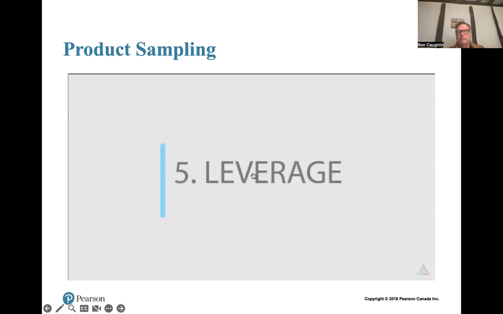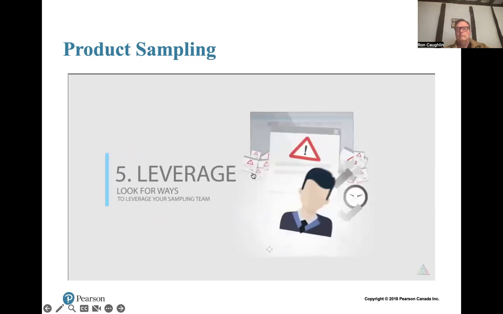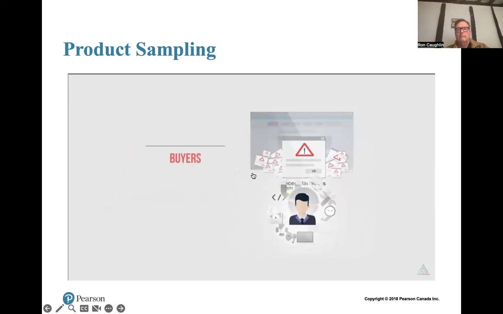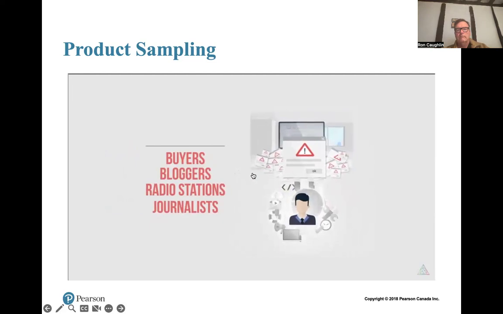5. Leverage. Where possible, look for ways of leveraging your sample teams to gain more value for money. For example, you can use the time while your sampling teams are speaking to potential customers to gather research, or schedule sampling visits to potential buyers, bloggers, radio stations, or journalists. Without increasing costs, you will extract the most value from your sampling teams by gaining additional feedback and exposure.